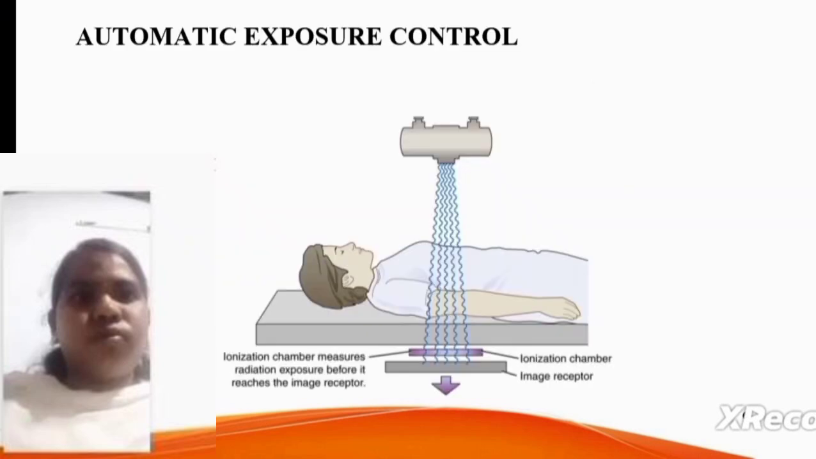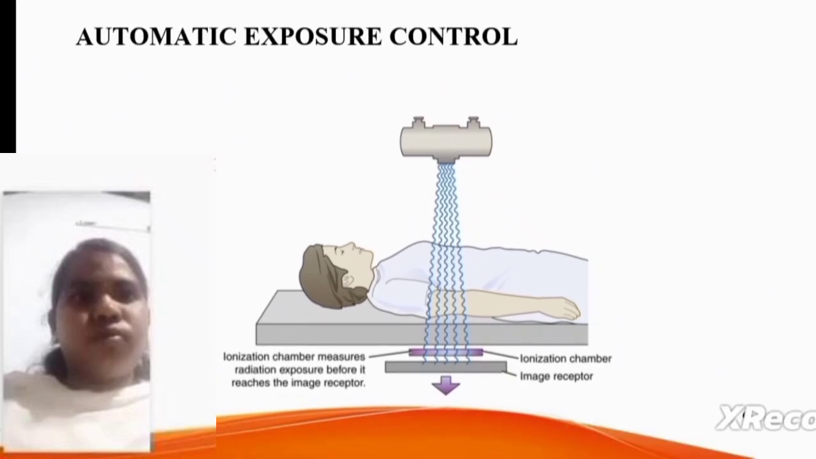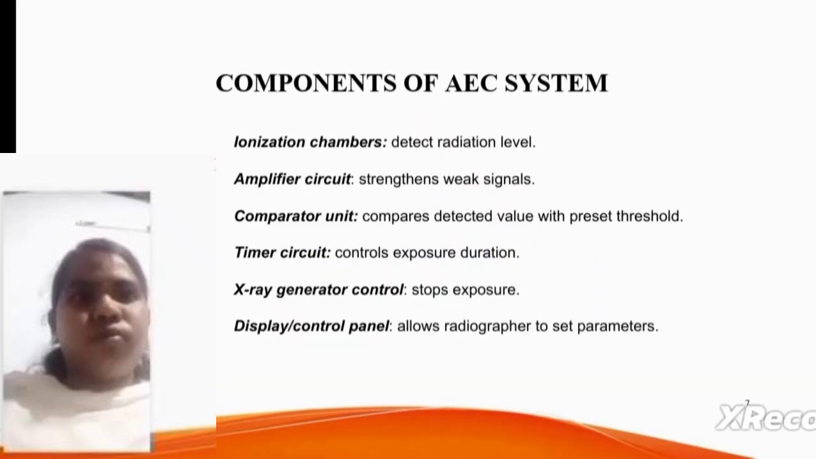These are the components of automatic exposure control systems. Ionization chambers detect radiation levels. Amplifier circuits strengthen weak signals. The comparator unit compares the detector values with preset thresholds.